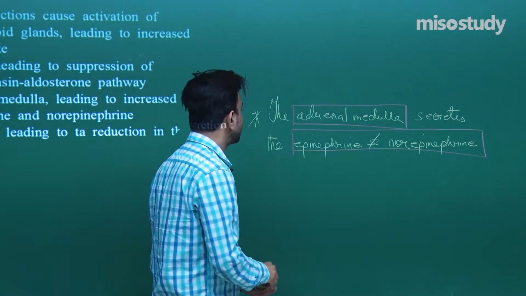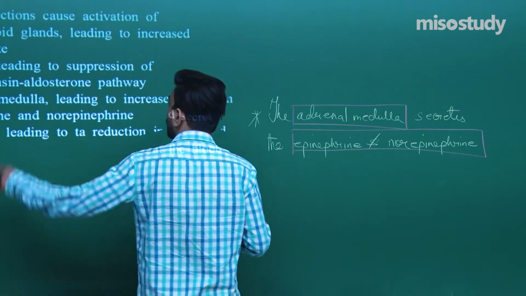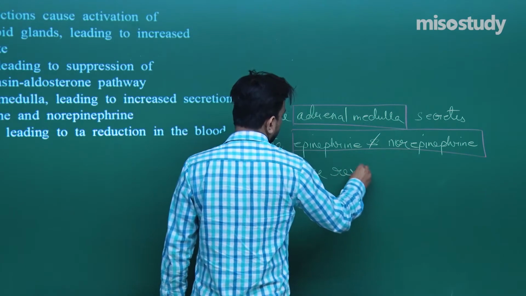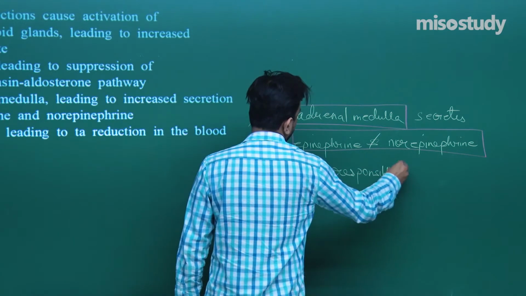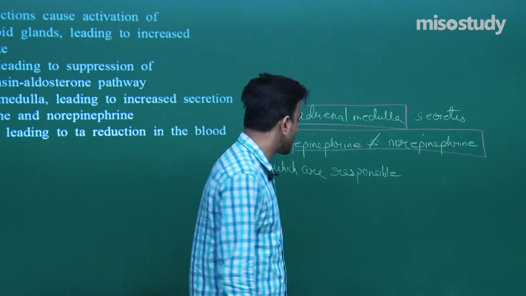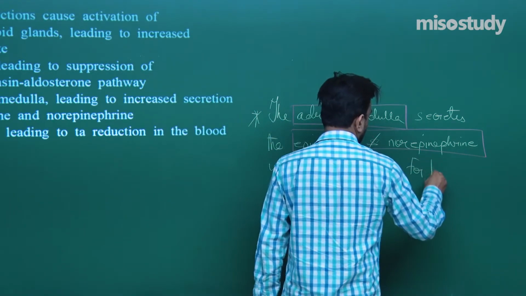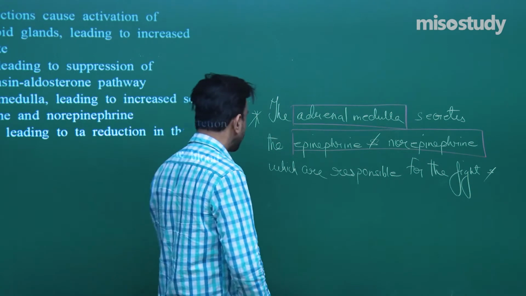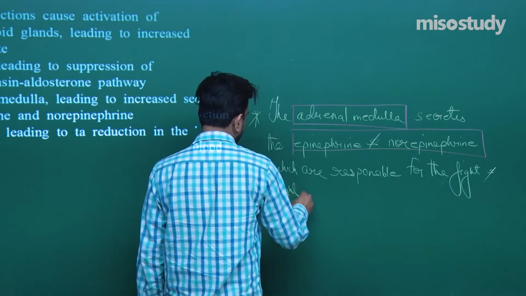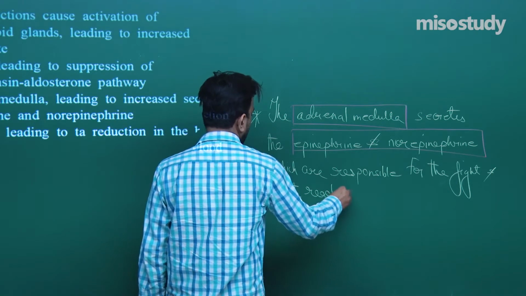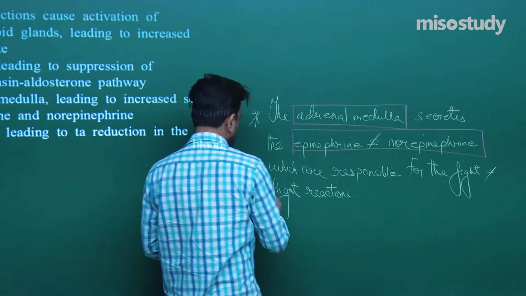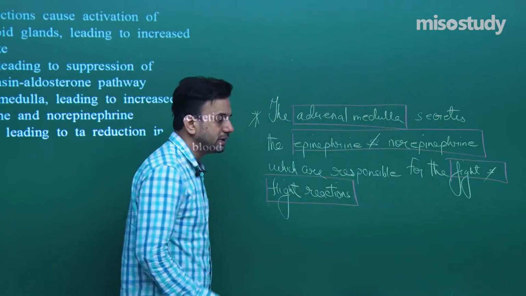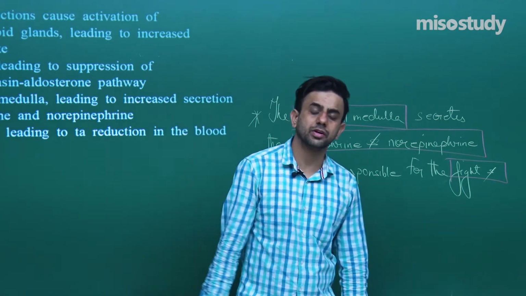The adrenal medulla secretes the epinephrine and norepinephrine, which are responsible for the fight and flight reactions. So basically, these are the emergency hormones which are secreted by the adrenal medulla.